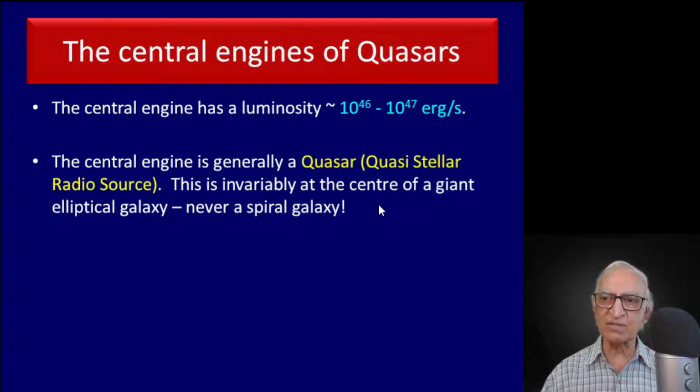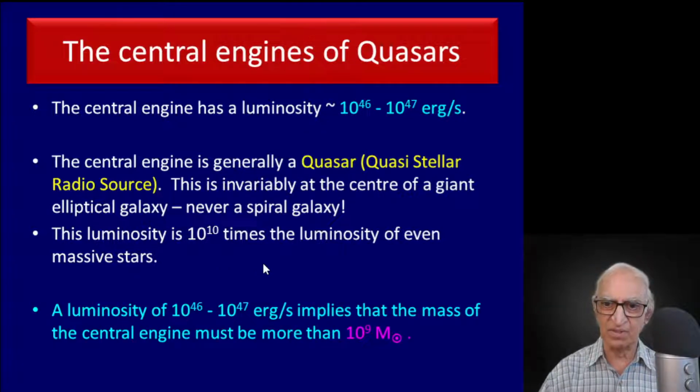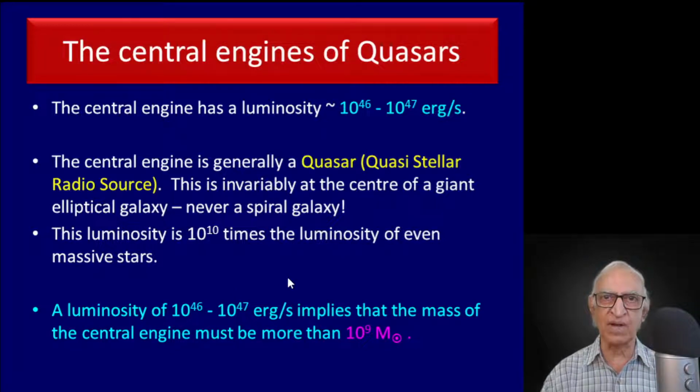This is invariably at the center of a giant elliptical galaxy and never a spiral galaxy. A luminosity of 10 to the power 47 ergs per second is more than 10 to the power 10 times the luminosity of even very massive stars. Such a luminosity implies that the mass of the central engine of quasars must be more than 1 billion solar masses, 10 to the power 9 solar mass. And how do we come to this conclusion?